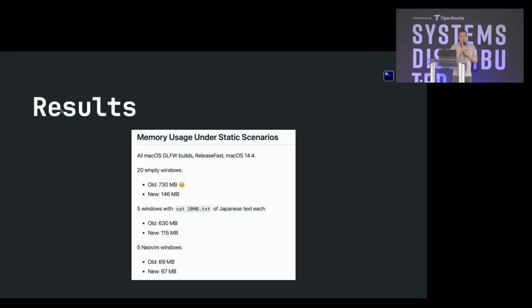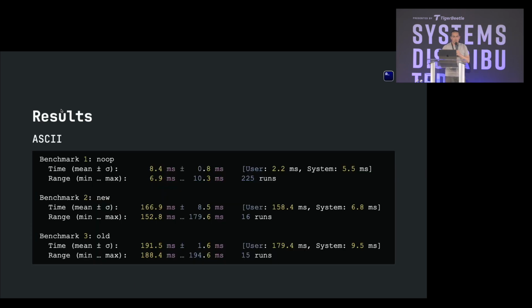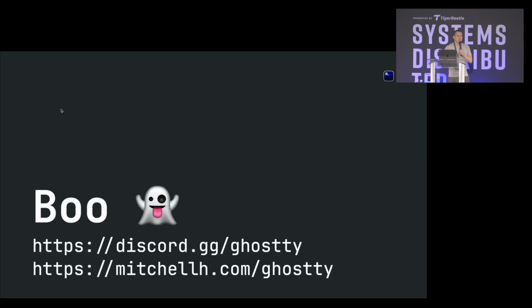And the result is you save a bunch of memory. This is what we used to have: 20 empty windows used to use 730 megabytes with a certain size. Now it's 146, and things get smaller. But the point is things also got faster. ASCII reading went from 191 to 166. Unicode reading went much faster because our layout was much better for these scenarios. And that's it. So that's those.